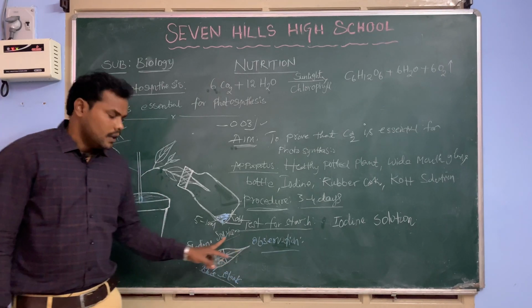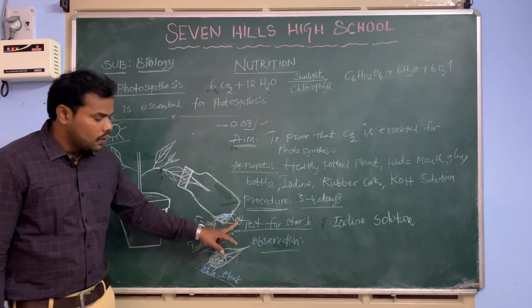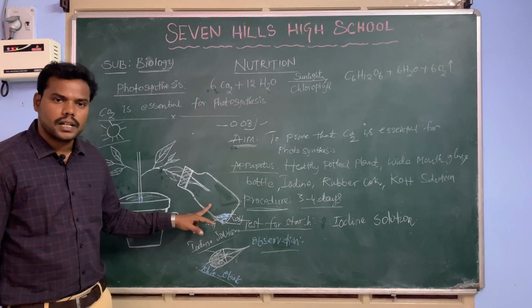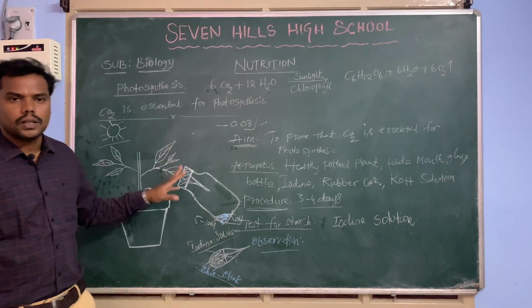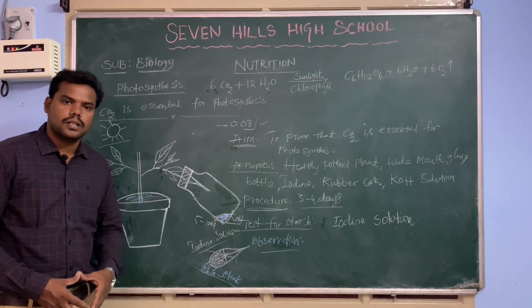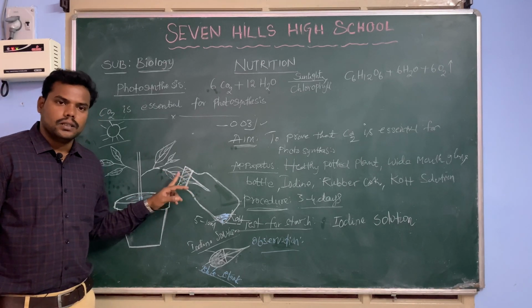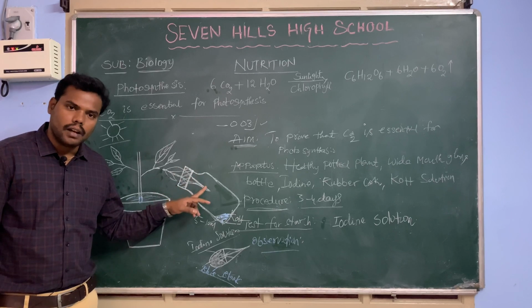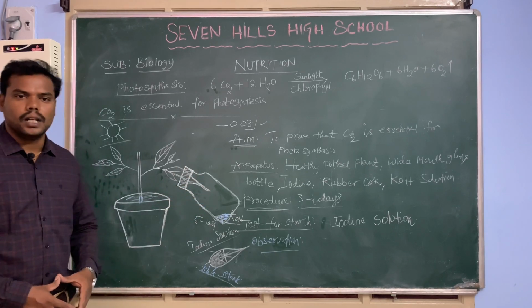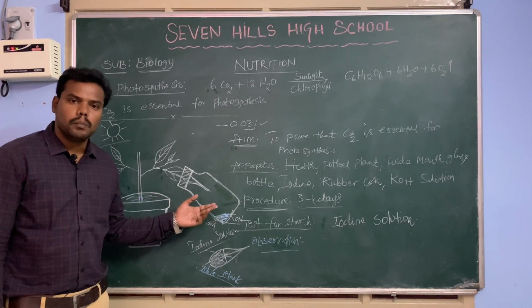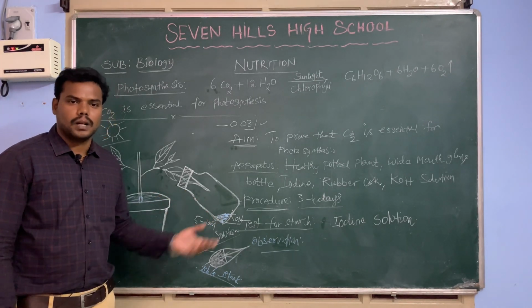That means whenever we pour the KOH solution, it removes the carbon dioxide present inside the bottle, so that the leaf is not able to perform photosynthesis. We will keep the bottle airtight so that carbon dioxide cannot enter the bottle. So there is no carbon dioxide, that means a complete absence of carbon dioxide.